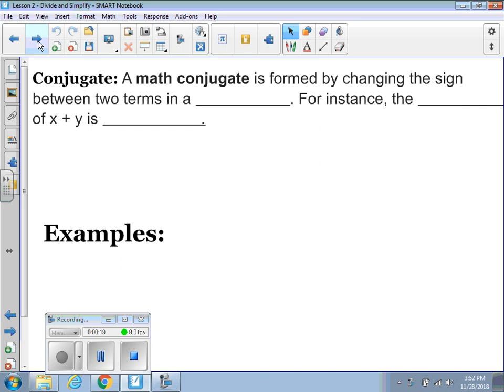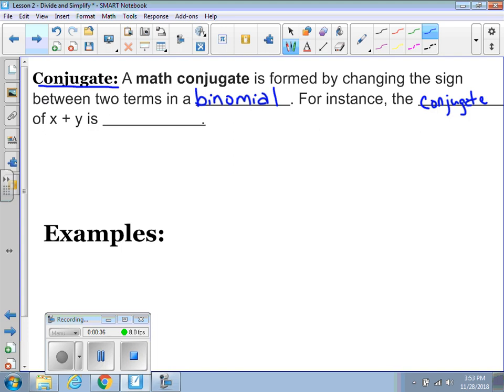A math conjugate, or just a conjugate in general, is formed by changing the sign between two terms in a binomial. So fill that into your note sheet if you haven't already. For instance, the conjugate of x plus y is x minus y. Now, why is that important? Well, let's look at an example.